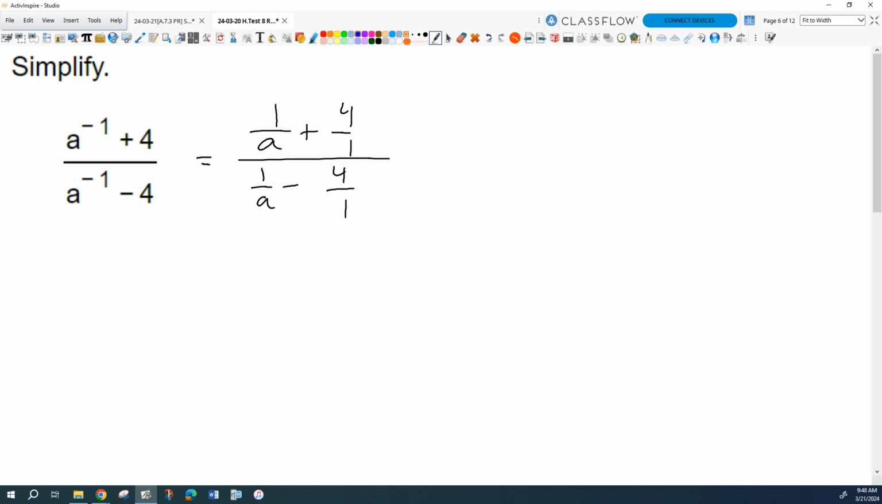Okay, talk to me about the top. What do I need to do? Common denominator. Okay, so I need to multiply the second fraction by a/a. Bottom? Same thing. Okay, what's that give me? In the top then, I've got my common denominator a, and in the numerator I'm going to have first numerator plus second numerator. 1 plus 4a, everybody agree? So I'm just going to write that as 4a plus 1.